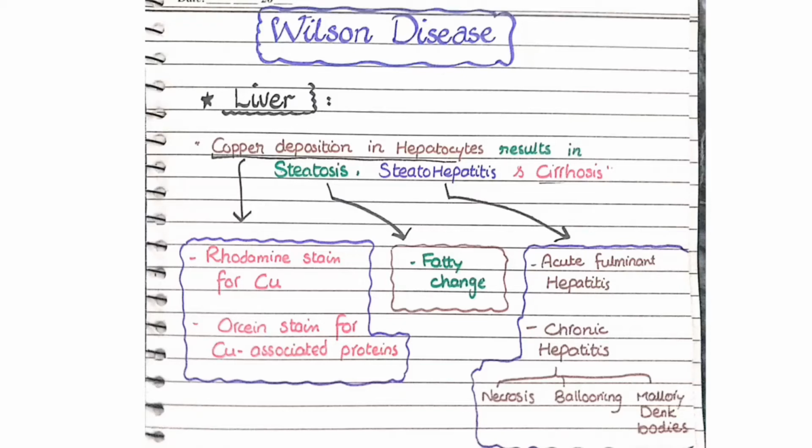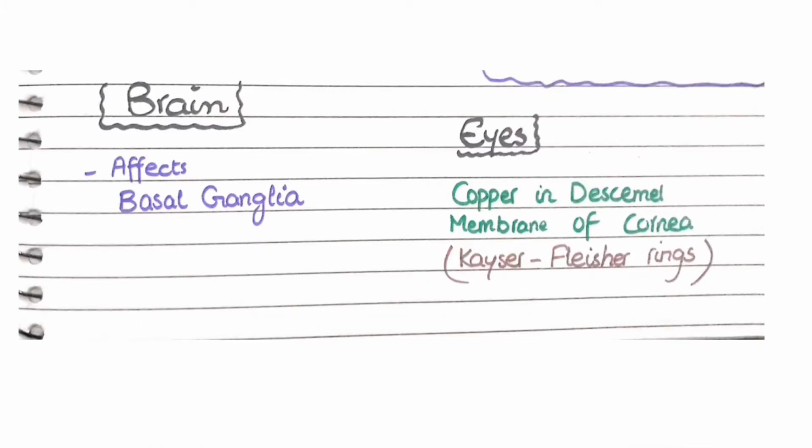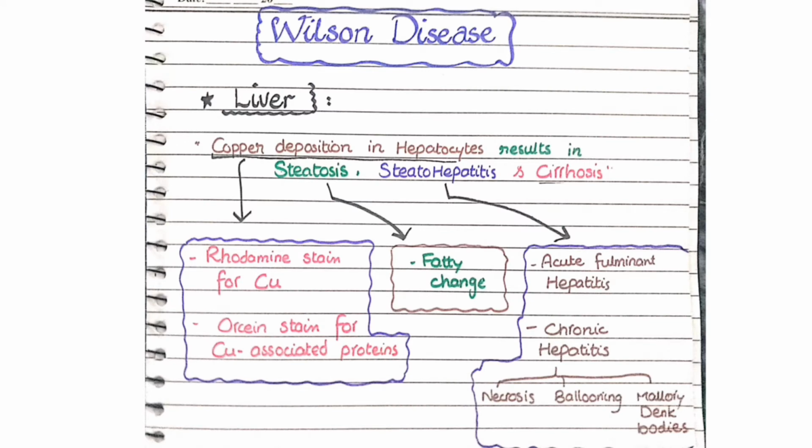In this video, we will discuss the pathological features in Wilson's disease. Wilson's disease most commonly affects the liver, followed by the brain and eyes. So we will focus here on the liver, which is the most affected organ in Wilson's disease.